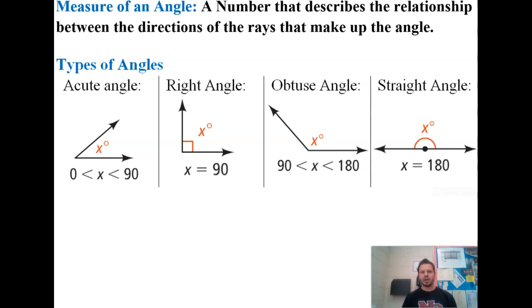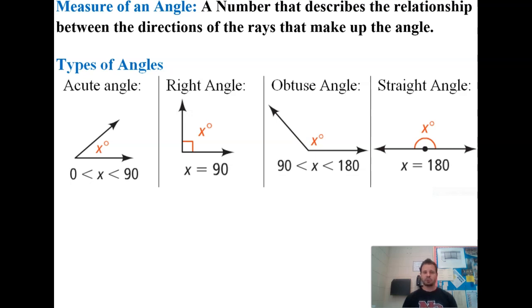The next thing we're going to talk about is measuring angles. Just like we want to be able to measure the length of a segment, we also want to be able to come up with numbers to give a measurement to the angles we're looking at. We'll say that the measure of an angle is a number that describes the relationship between the directions of the rays that make up the angle.